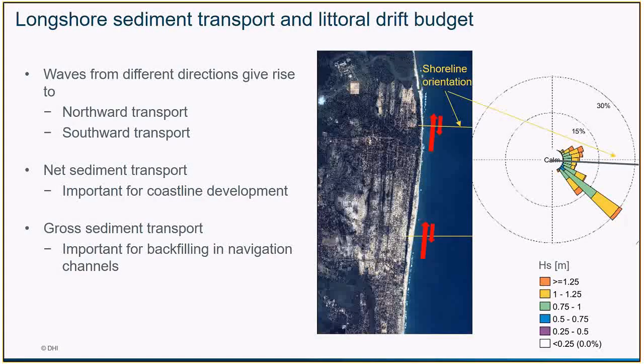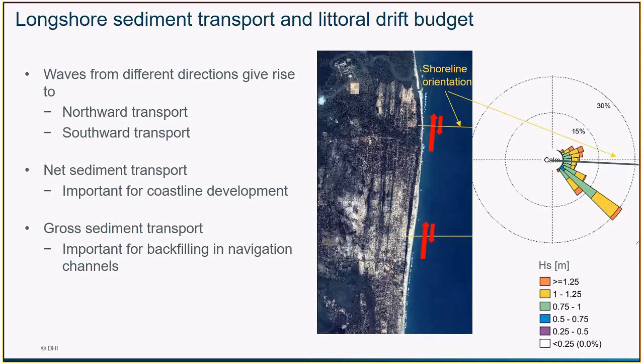So here on this example, we can tell that the net sediment transport is oriented toward north because we have slightly more transport towards north than towards south. That means that on average, the sand in this area is moving or drifting towards north. This is very important when we are looking at coastline developments, as we are going to see later.